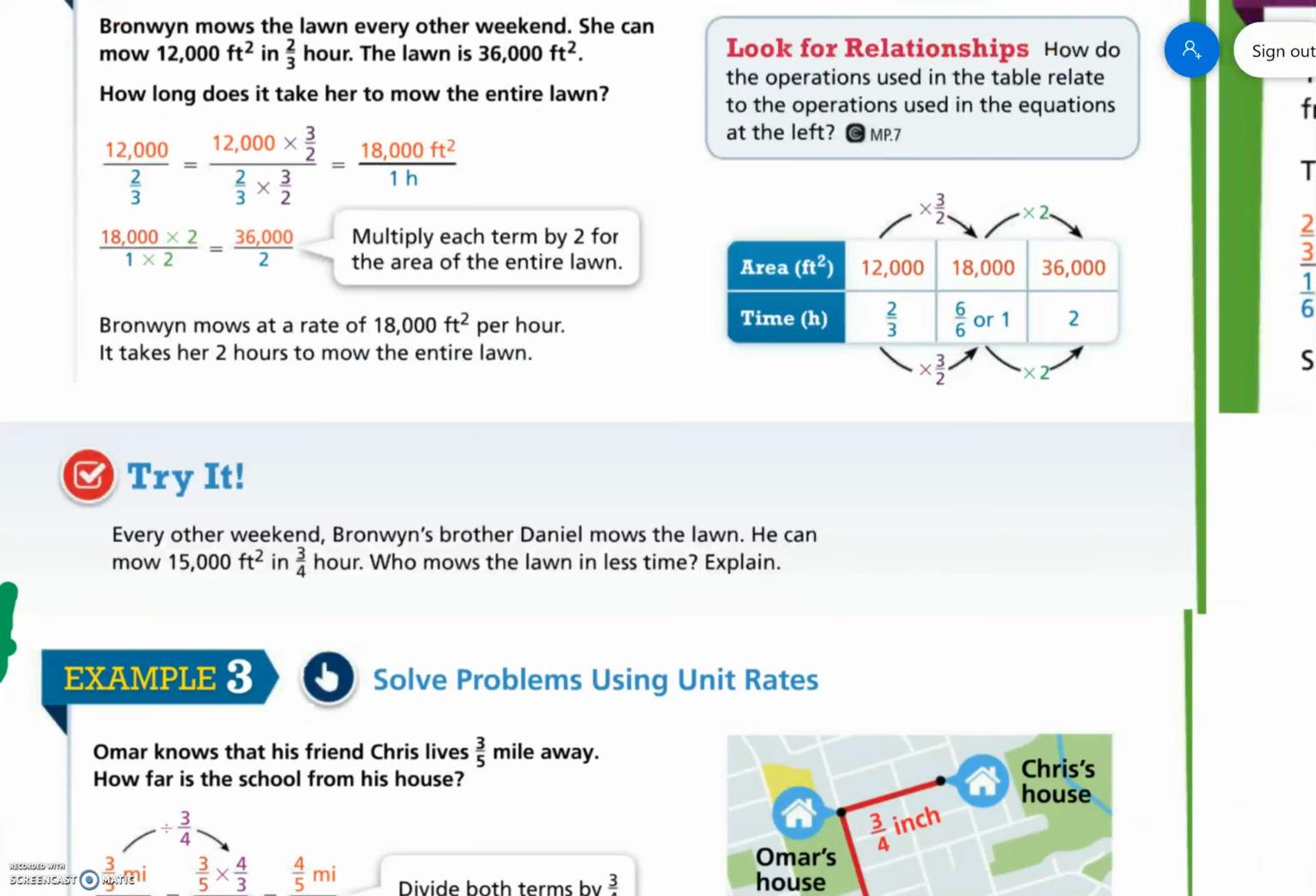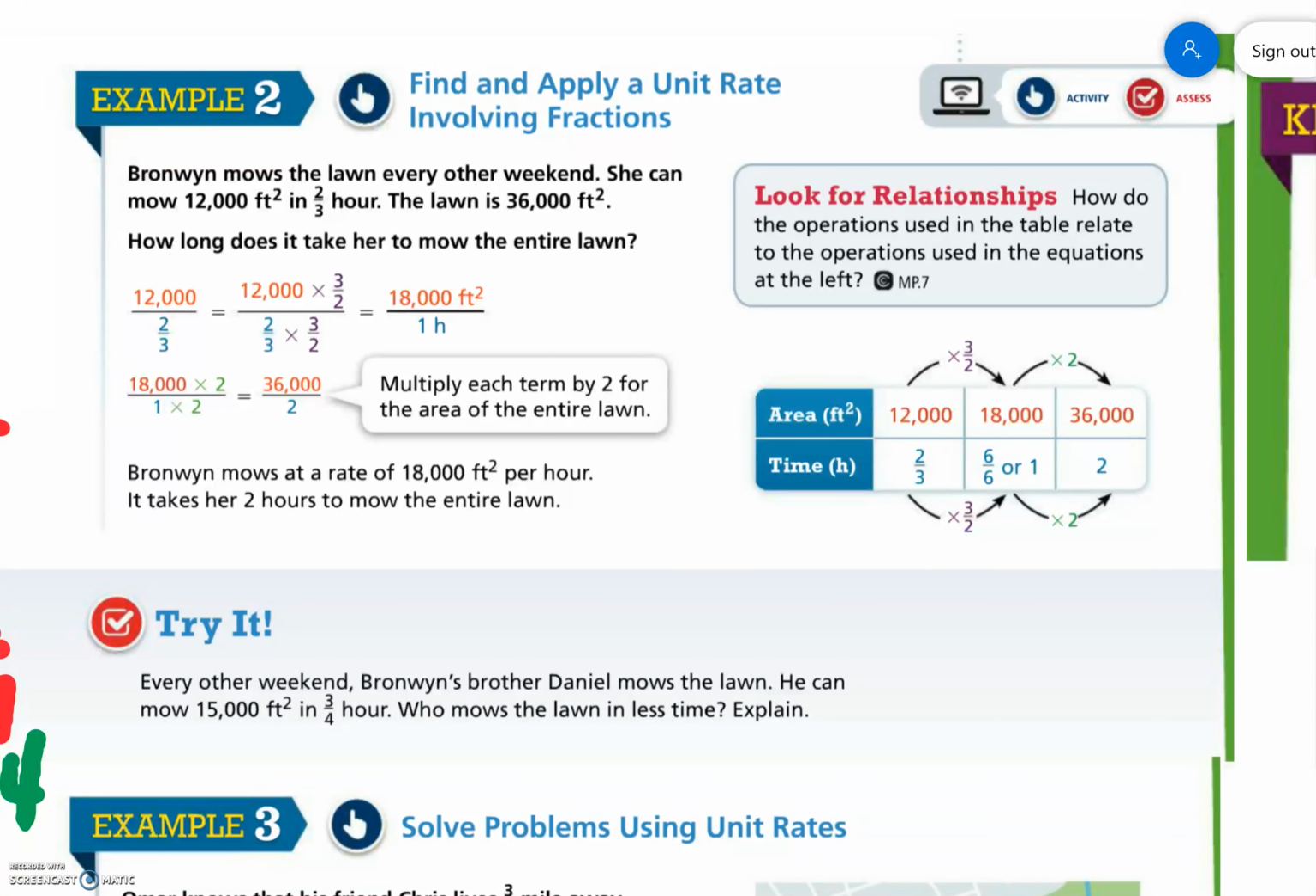Example number 2. Find and apply a unit rate involving fractions. Bronwyn mows the lawn every other weekend. She can mow 12,000 feet in 2/3 of an hour. The lawn is 36,000 feet. How long does it take her to mow the entire lawn?